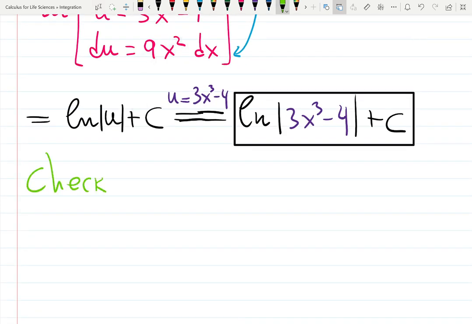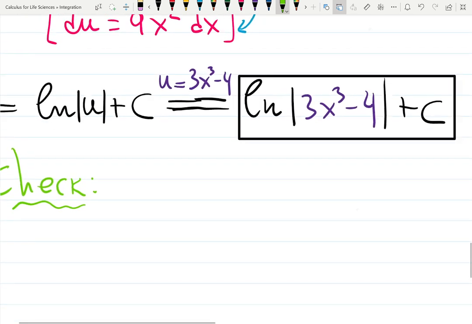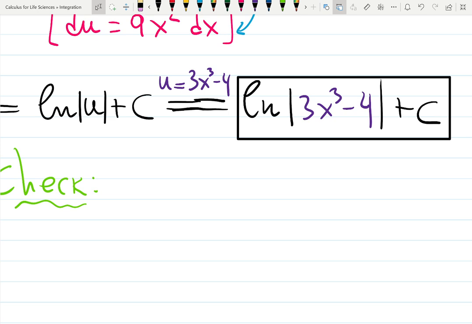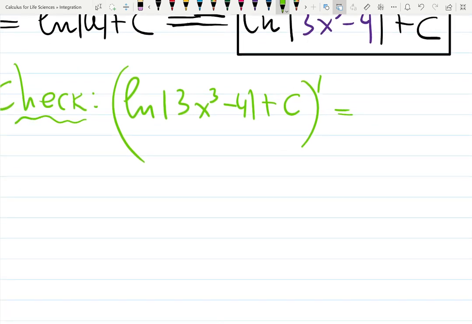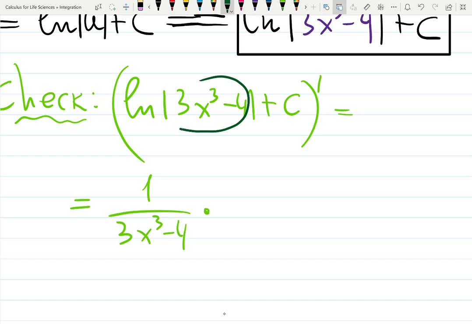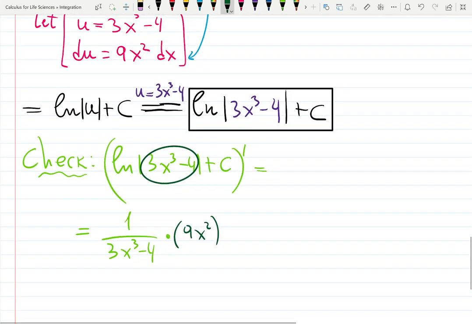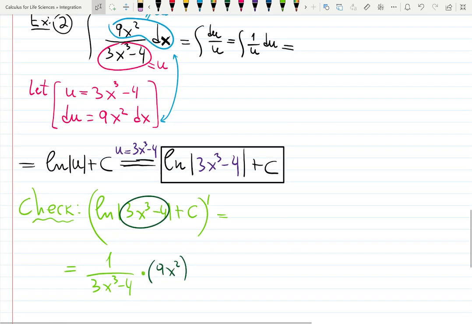How do we check, people? Differentiate whatever is in the box. Let's find the derivative of ln of 3x cubed minus 4 plus c. Derivative of log is 1 over everything inside. Agree? Times the derivative of the function inside. The function inside is 3x cubed minus 4, times derivative of that, which is 9x squared, plus c gives you 0. Is this the function inside of the integral? Yes. So we did good.